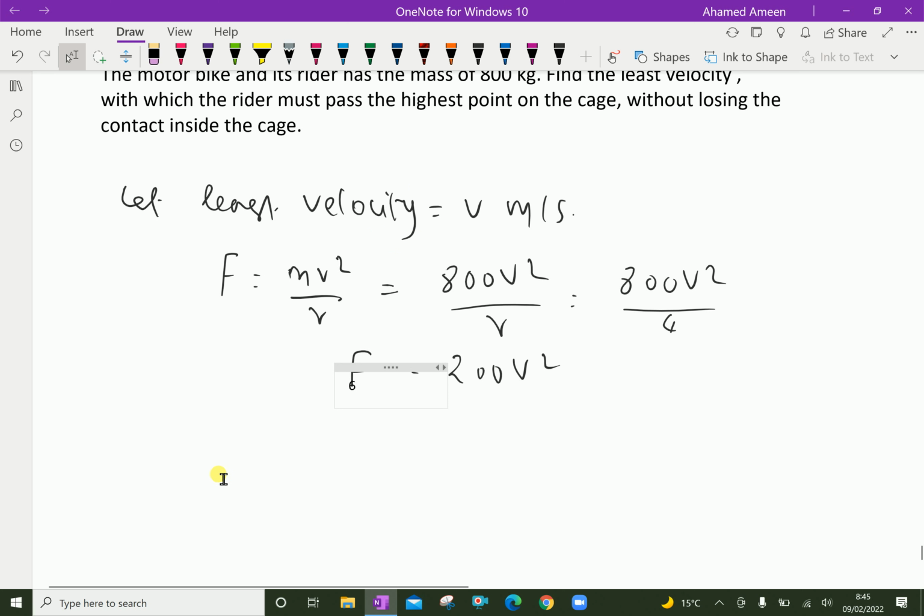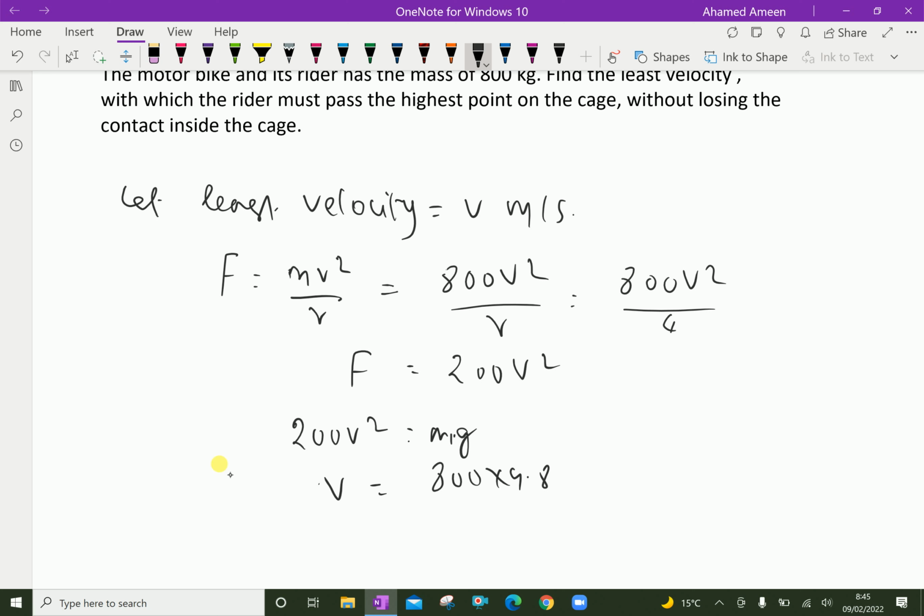Therefore 200 v squared is mg, which gives v equal square root of m, mass is 800 into 9.8 over 200, equal 6.216 meter per second.